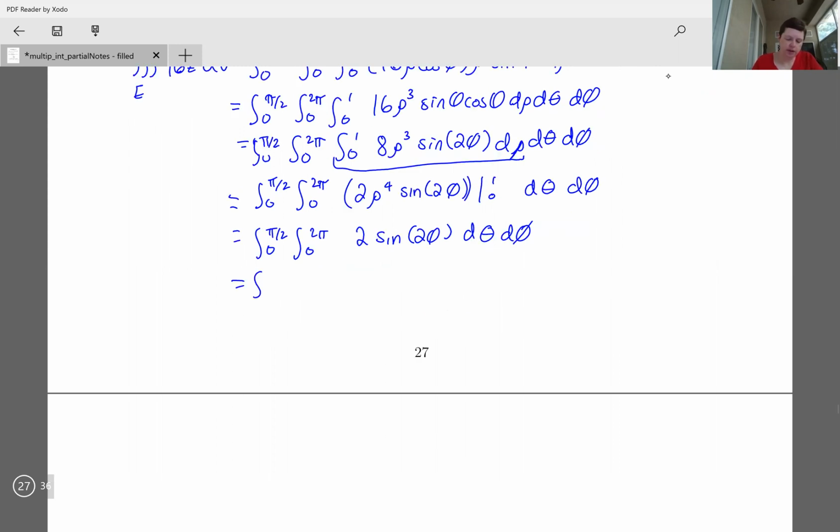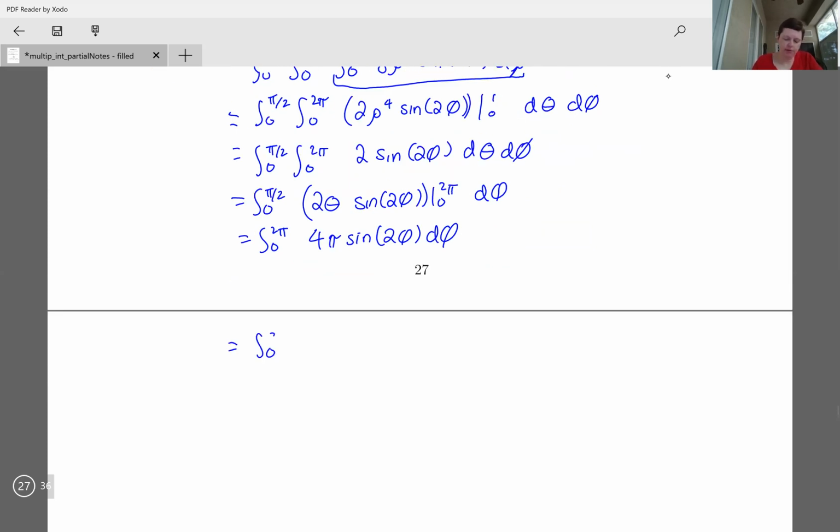Integrating with respect to theta, phi is a constant, so I'm just going to get 2 theta sine of 2 phi, and then of course evaluating at the limits, d phi, which is going to give us the integral from 0 to pi over 2. That will be 4 pi sine of 2 phi d phi. And computing the integral, I am going to get a negative 2 pi cosine 2 phi, that's my antiderivative, and I'm going to evaluate it at the limits.